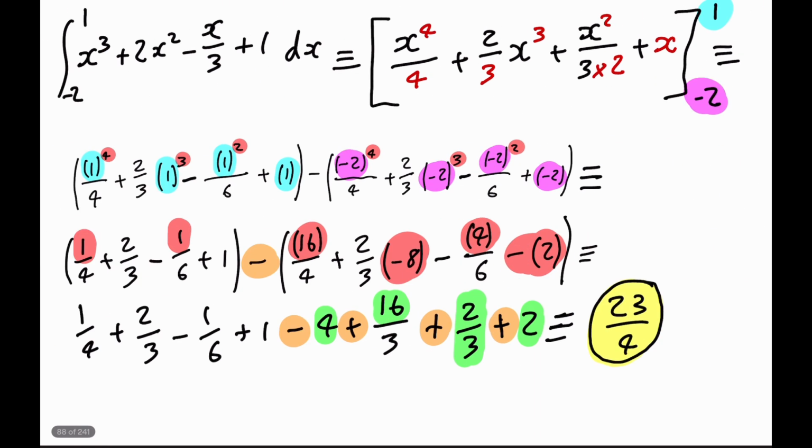And we get a final answer of 23 over 4 as our area between the two curves. And you can write units squared for the units. So now let's move on to trapezium rule.